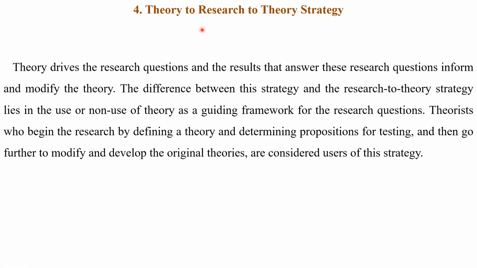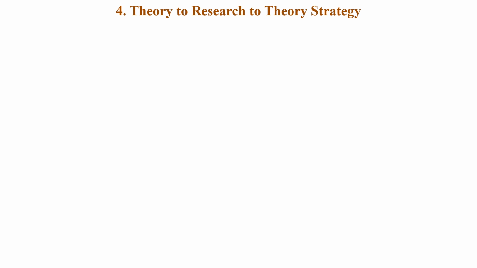The fourth one is the theory to research to theory strategy. The earlier one was the research to theory strategy, so there was no theoretical basis. Here, in this theory to research to theory strategy, a theoretical basis is there before conduction of the research. Theory drives the research question, and the results that answer these research questions inform and modify the theory. So the difference from the previous one is the usage of theory here.